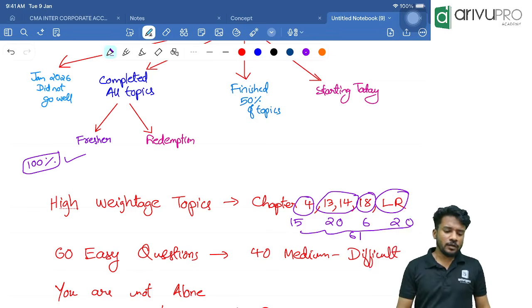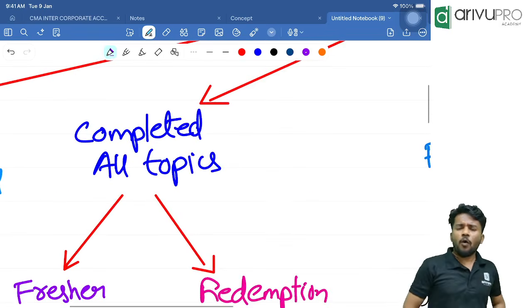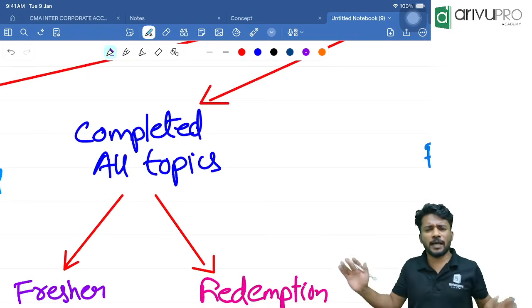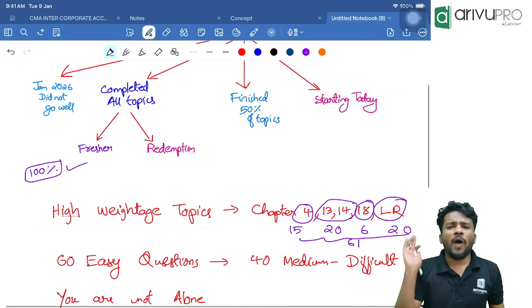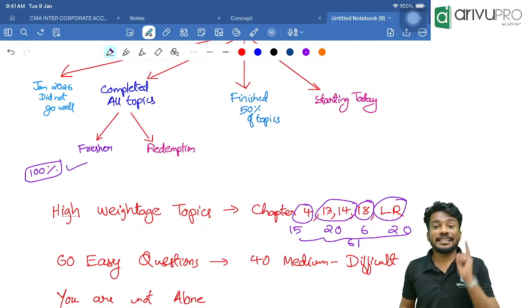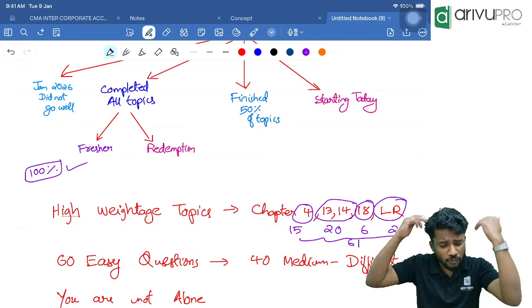Now, I know you have already completed the entire topics. All the chapters, 1, 2, 3 till 18, are completed. Now people, one thing everyone lacks is they will never take mock exams. They will not write any test.